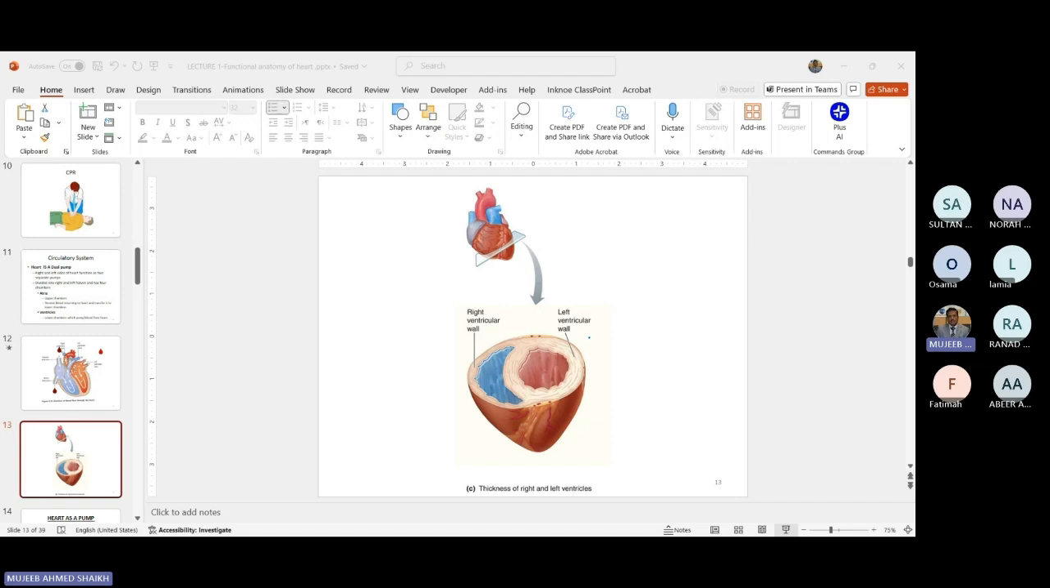It suggests that there is a pressure difference against which the ventricles are functioning. Now let me upload this chapter or slide on the Teams so that you can also move it. Okay.